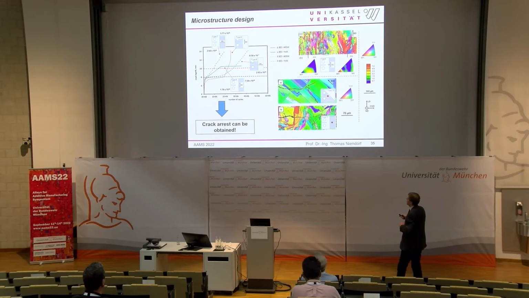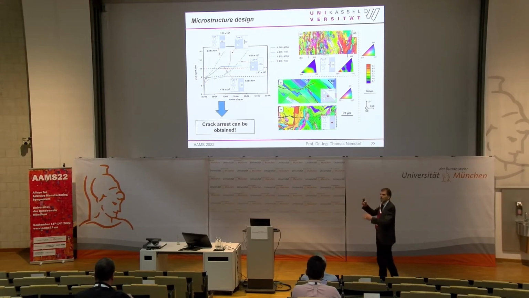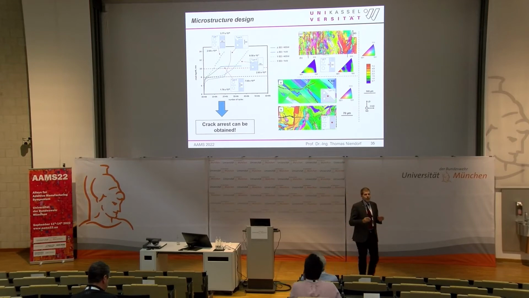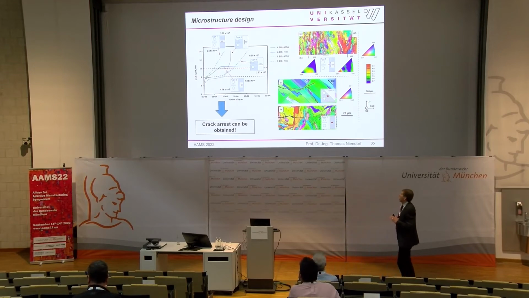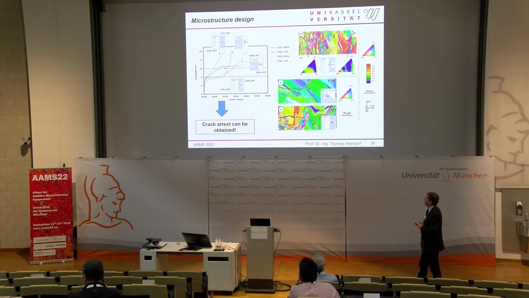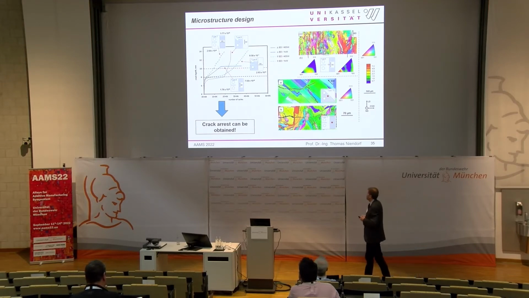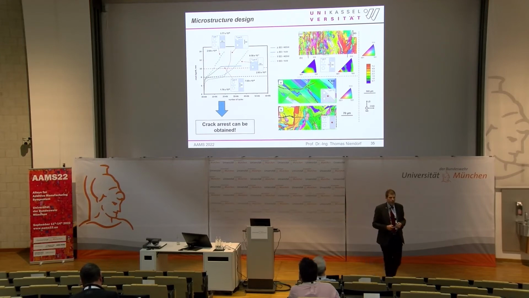But we can see that this line here shows a flattening, and it shows that we have crack arrest. So by imprinting those elongated structures into a component, we can arrest cracks. And this, of course, opens up a lot of possibilities in design of safe, reliable components, so components that are able to hinder a crack in further growth.